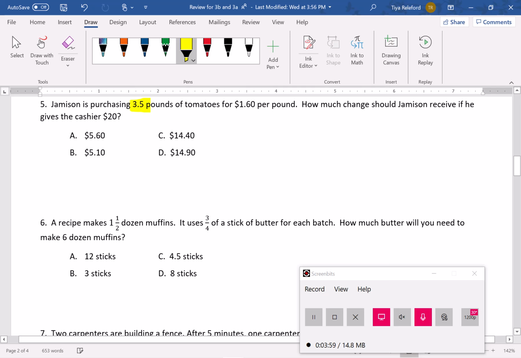Jameson is purchasing 3.5 pounds of tomatoes for $1.60 per pound. How much change should Jameson receive if he gives the cashier $20? Change means you are going to subtract. Per could mean multiply or divide. It means you're going to multiply though. So first you need to multiply tomatoes times $1.60 and then subtract from 20. Now remember, the decimal on 20 is back here.